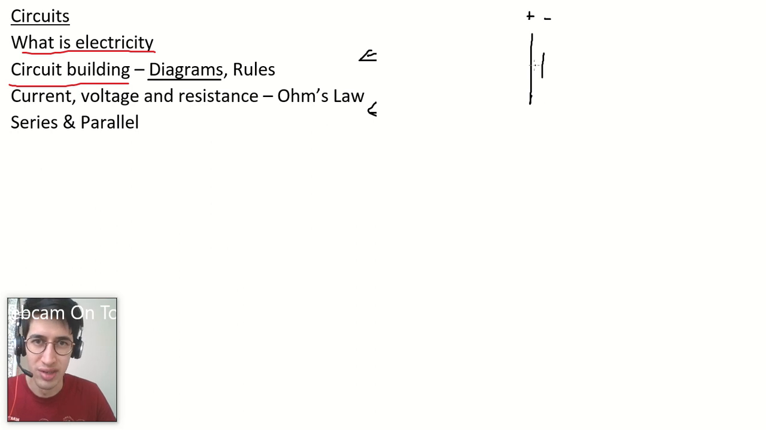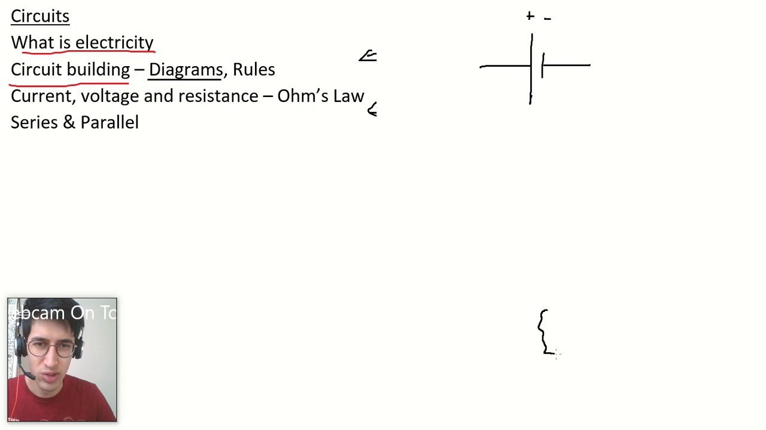Now wires we just draw as straight black lines. So I've got a wire connecting one side of my battery and a wire coming out of the other side of my battery. And then those wires can connect to each other or they can connect to other things. Let's think about one of the common things we use electricity for, which is light bulbs.